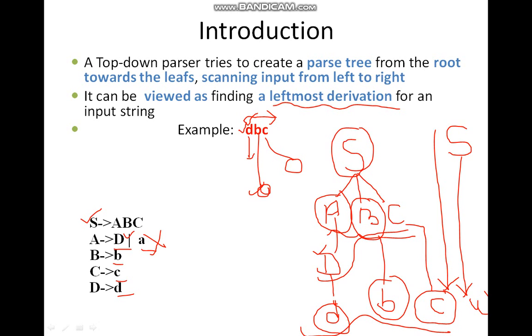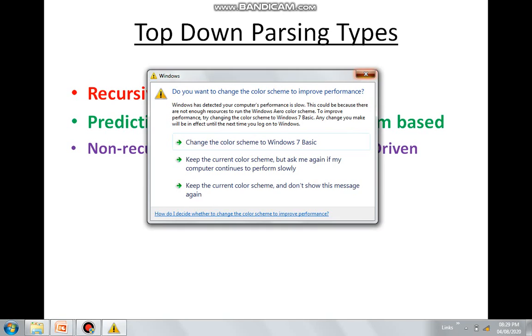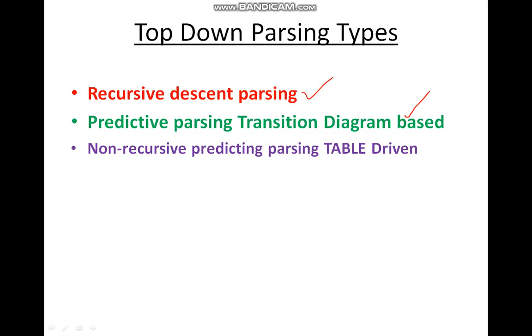So now you can see more about top down parsing. Top down parsing has three types. One type is known as recursive descent parsing, second is known as predictive parsing, that is transition diagram based, and third one is known as non-recursive predictive parsing, that is table driven.